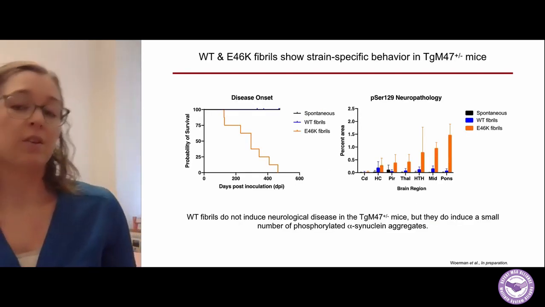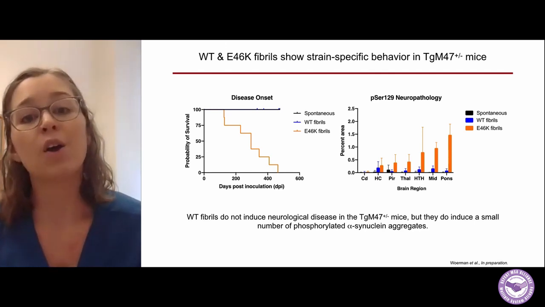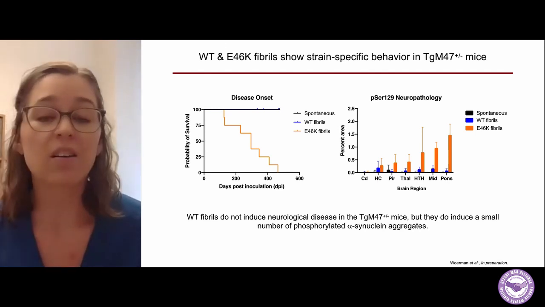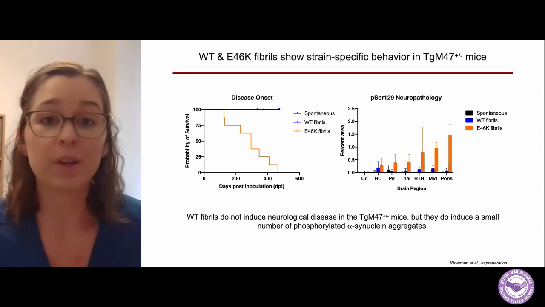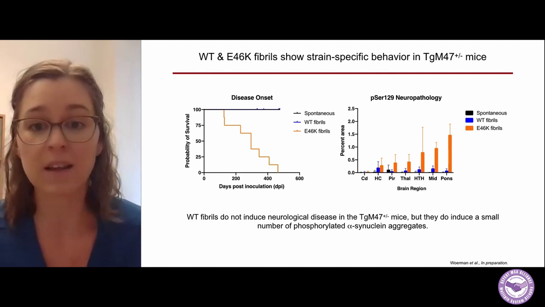And what we found, first, starting with the M47 mice, was that wild type fibrils could not cause disease in this mouse model, but E46K fibrils did cause clinical disease, as well as neuropathology in these mice, which can be seen in the bar graph on the right.